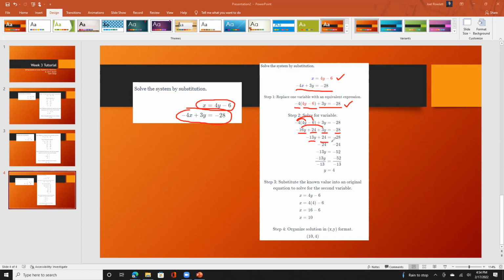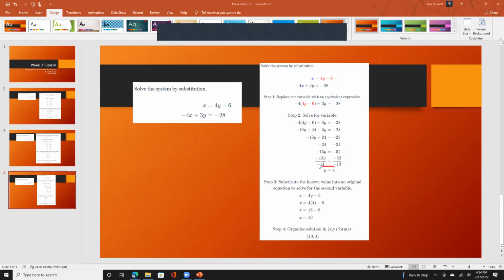Bring down the 24, the negative 28. Subtract 24 from both sides. That's going to leave us with negative 13y is negative 52. And then, of course, we don't want to know what negative 13y is. We want to know what 1y is. So we'll divide by negative 13 on both sides. And that's going to give us negative 52 over negative 13, which gives us y is equal to positive 4.